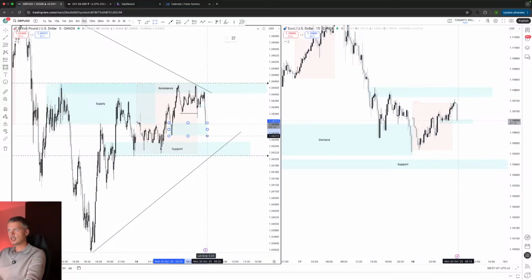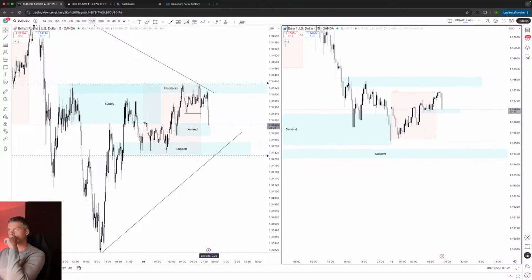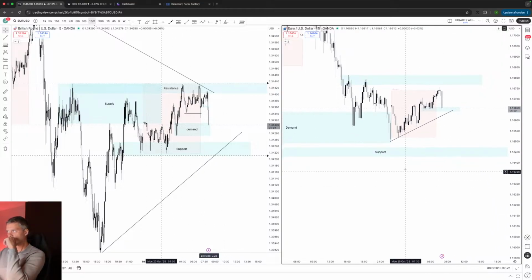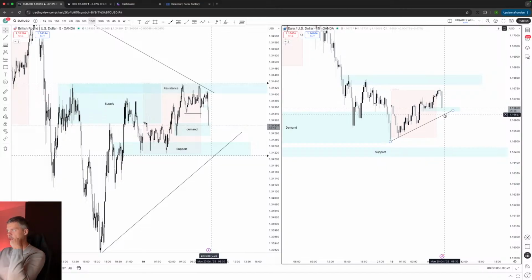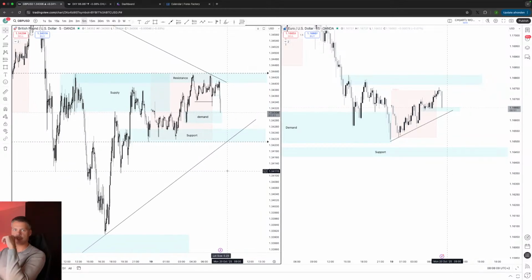Price comes into this internal demand. Could indicate an early trap. Trend line as well. Imagine how many buyers will come in from that touch over here. That's where we want to capitalize on going the other way around.